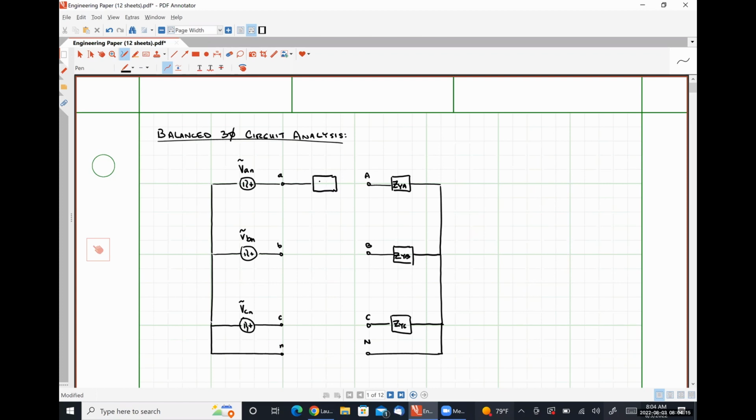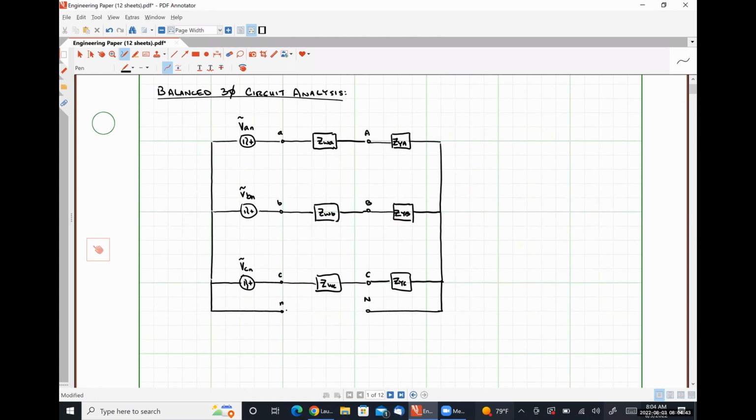And connecting our source to our load will be our transmission lines, which are characterized by impedances as well. So we'll call this one ZWA, ZWB, ZWC. And our neutral conductor will also have some associated impedance. So let's call it ZN.